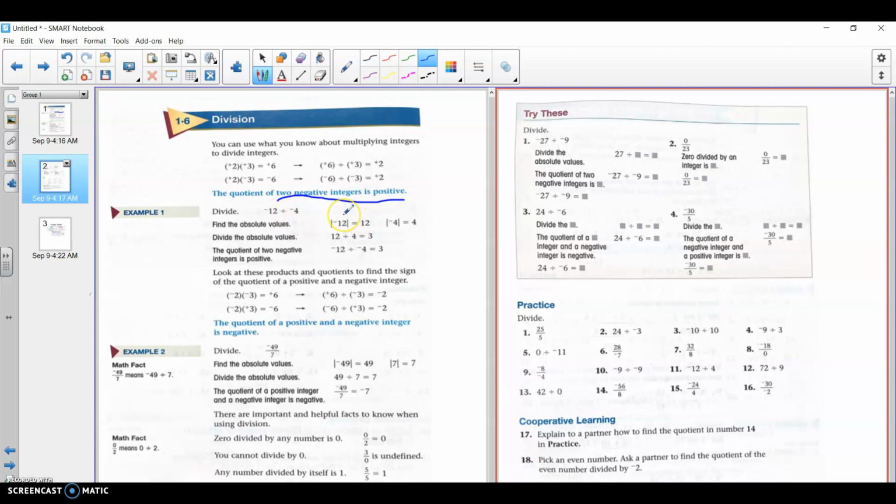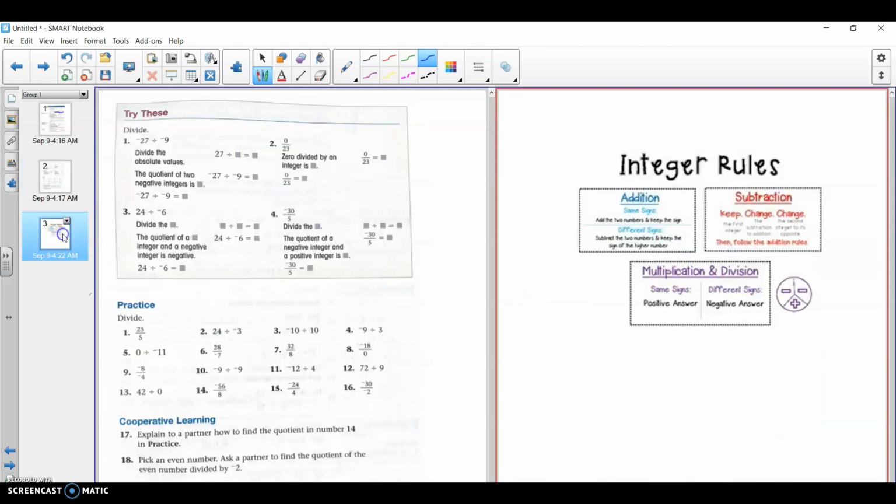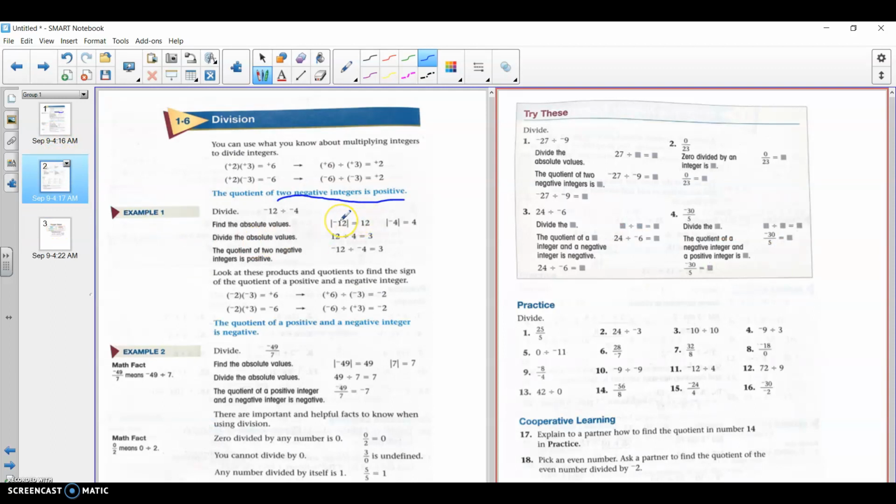So what they did in the book, instead of using our integer rules, they have decided to do the absolute value. Absolute value of negative 12 is 12. Absolute value of negative 4 equals 4. And this really helps you get your answer first. You're going to get 3. 12 divided by 4 is 3. So just do the math and then worry about the symbols at the last minute, which in this case is same signs. So you should end up having a positive 3 as your answer.